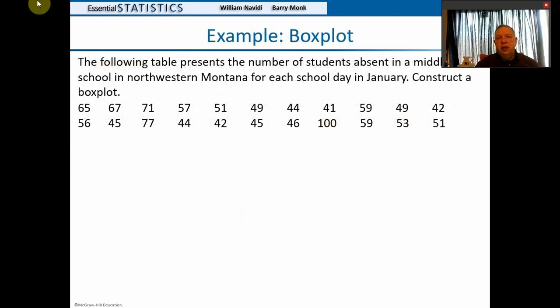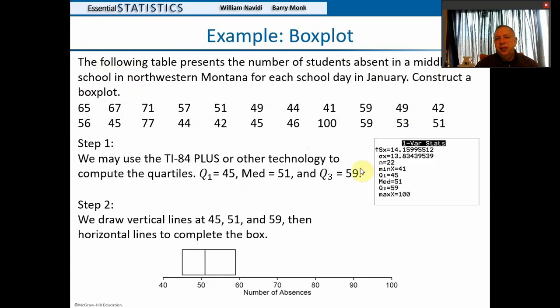So here we go again. Let's go back and construct the box plot that corresponds to these absence days. So we get all of our data.